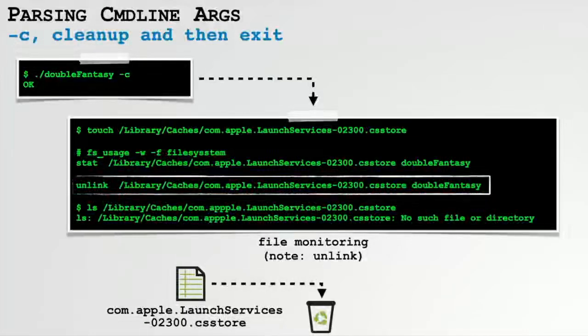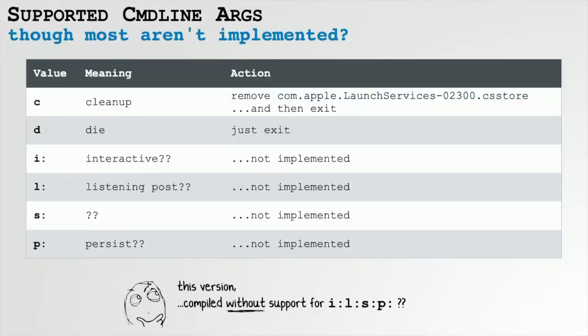We can confirm that our static analysis of the -C command line argument is correct by running it on an isolated VM while also monitoring it with a file monitor. We can see that indeed it looks to see if that CSStore file exists, and if so, it deletes it. So again, the -C command line argument seems to be a cleanup.